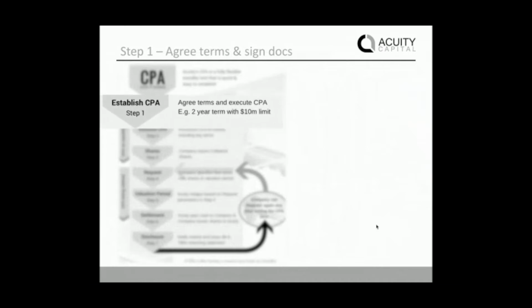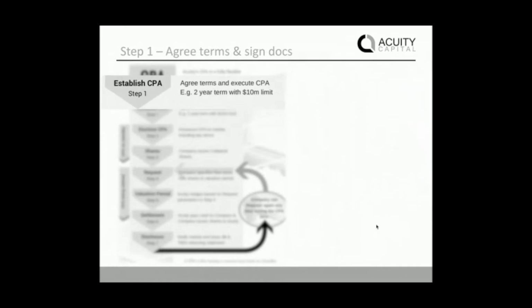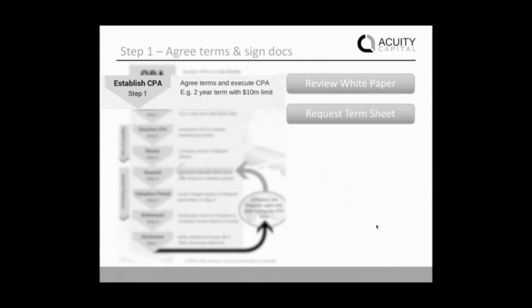So step 1, very simple. We want to agree the terms and sign the docs. So how does that actually work? First of all, we recommend reviewing the white paper as well as the other collateral on the website, and then request a term sheet. We're happy to put together a term sheet. They're very pro forma, so it's easy for us to do. They're all set out in the same kind of way.